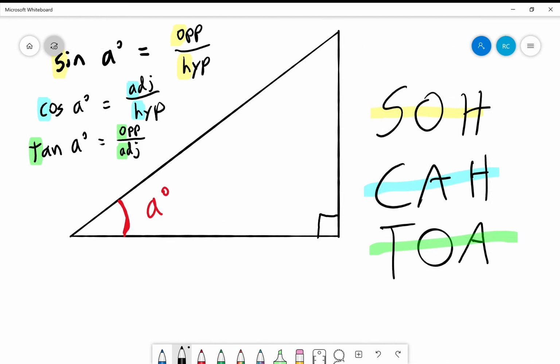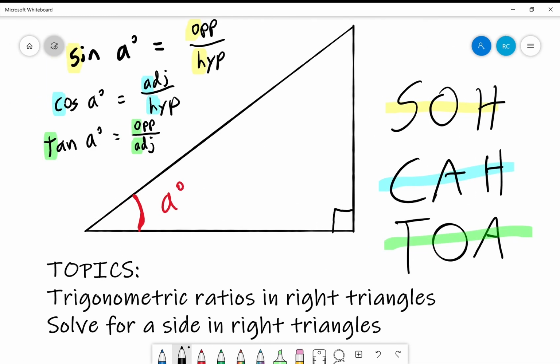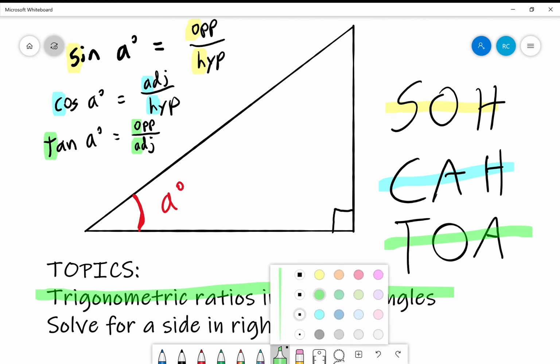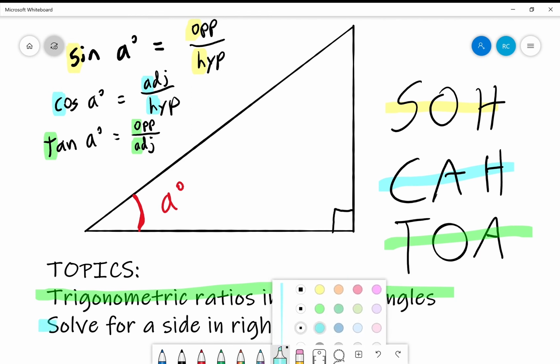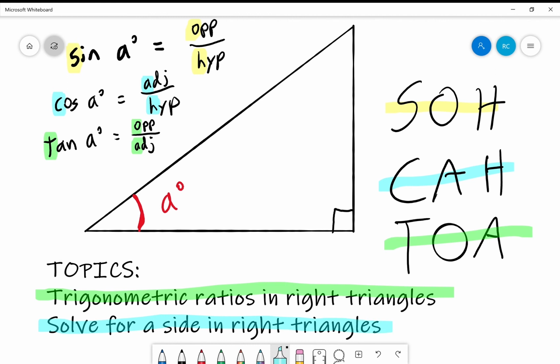For now, you're going to want to take a look at the two topics, trigonometric ratios in right triangles, which will just be asking you to identify them. Which two of these over each other is sine, which is cosine, and which is tangent. And then secondly, the second topic is solve for a side in right triangles, which is using this ratio, once you know it, to find actual side lengths.